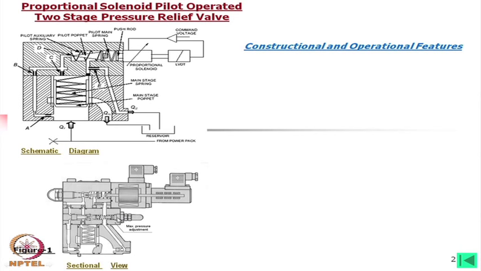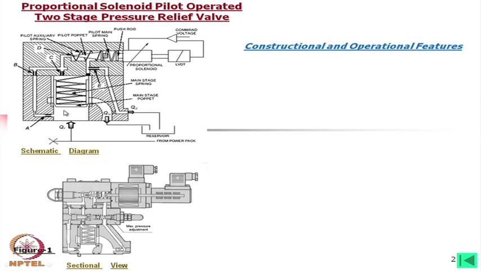However, in many cases this part is not there, first thing. Second thing, this is again another pressure relief valve. So, for studying the solenoid pilot operated pressure relief valve, we shall not consider this part. We consider only the bottom, the main stage, and the top, the solenoid part.